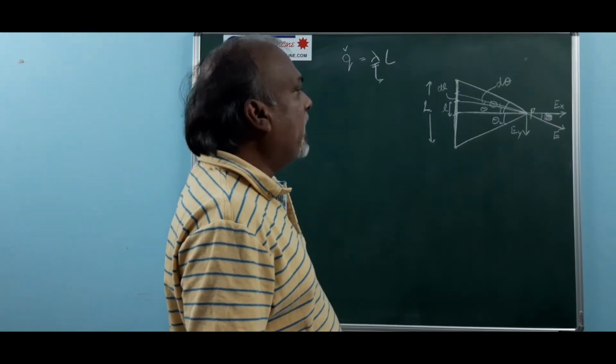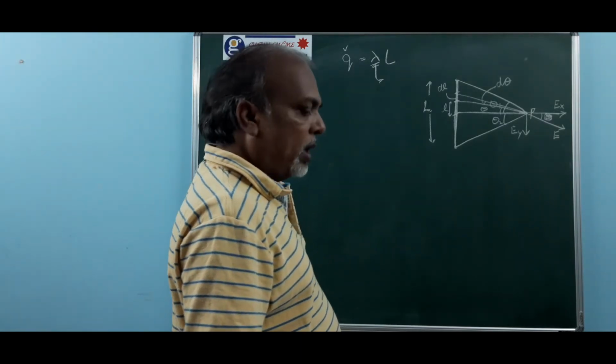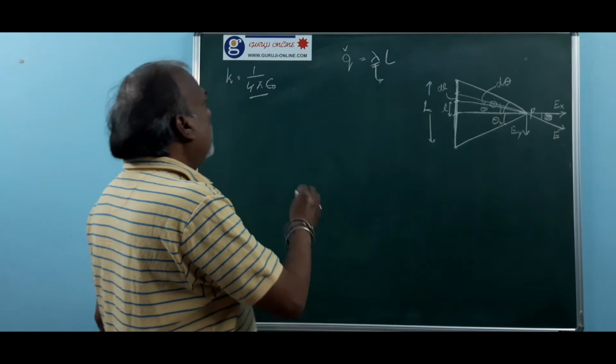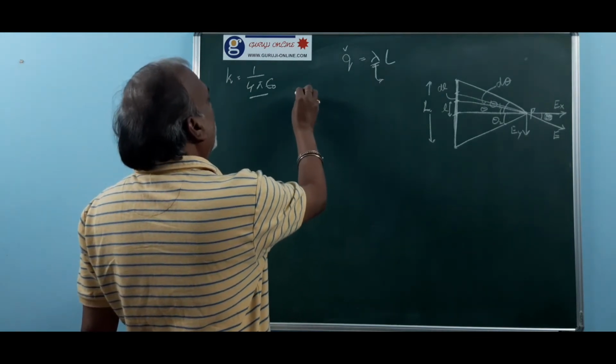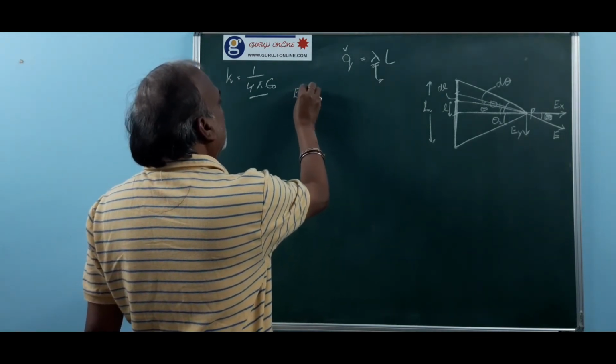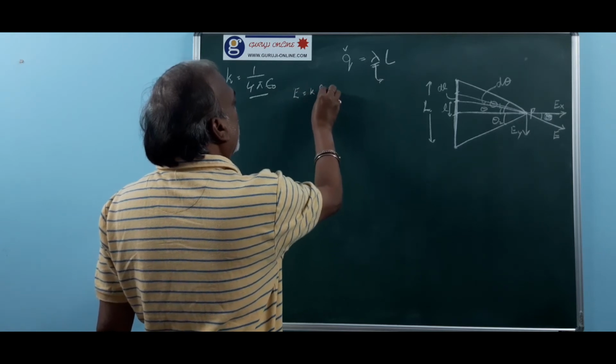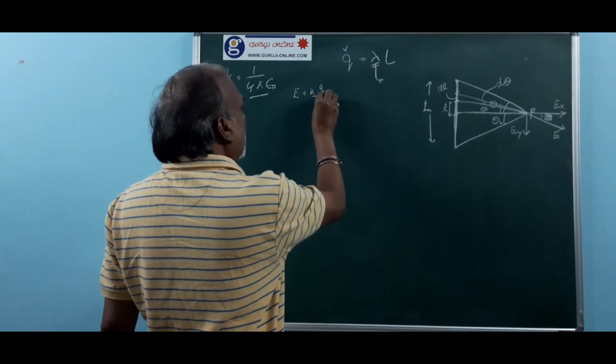Now here we have seen what our formula is. Electric field is nothing but K Q upon R square.